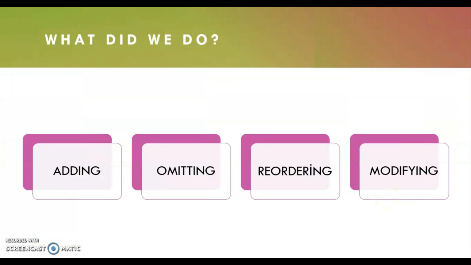So, what did we do? The book includes 16 activities in Unit 8. We adapted 7 of them in the light of our coursebook evaluation checklist and need analysis. We added 2 activities, we omitted 1 activity, we reordered 2 activities, and we modified 2 activities to make the book more sufficient.